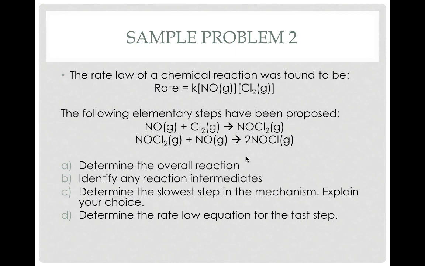Sample problem 2. The rate law equation for a chemical reaction was found to be rate is equal to K times the concentration of NO to the 1 times the concentration of Cl2 to the 1. And then we have this two-step mechanism. We're asked to solve for the overall reaction, identify the intermediates, determine the slowest step, and the rate law equation for the fast step. See if you can take a moment to try it on your own.